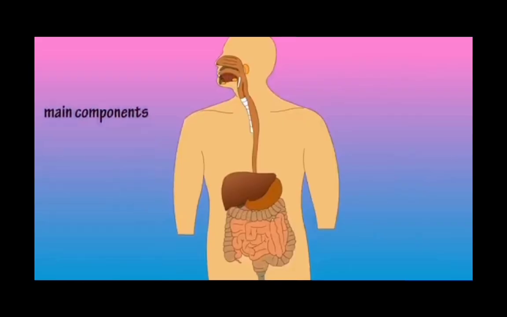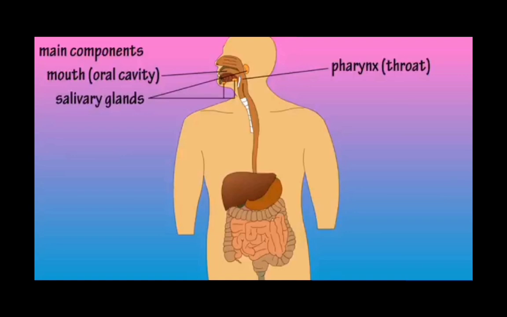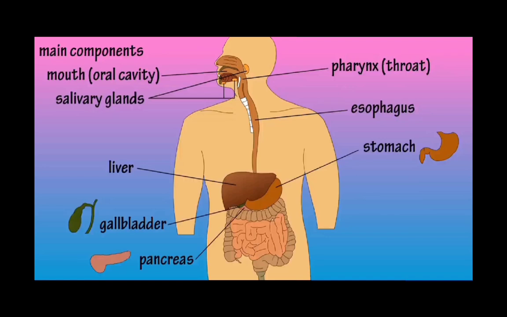Digestive system's main components. Starting here with the mouth and salivary glands, which lead to the pharynx, or what we call the throat. Next we have the esophagus here, which connects to the stomach. The liver is here, along with the gallbladder, and the pancreas is back here. Down here is the small intestine, which has three sections: the duodenum, the jejunum, and the ileum.